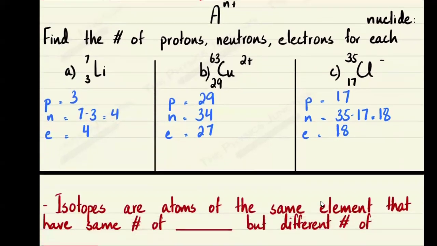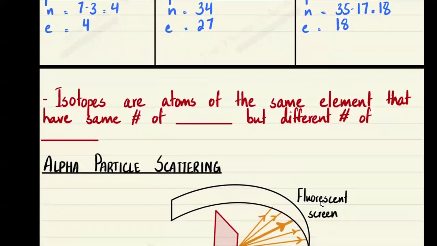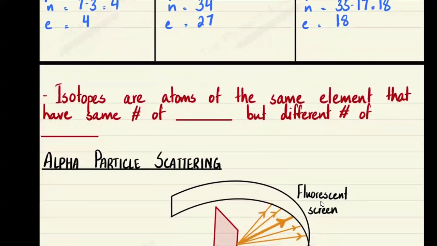Pretty straightforward. The idea of isotopes: they are atoms of the same element that have the same number of protons. So that's why they are the same element, because the protons are the identity of an element, but they have different numbers of neutrons. All right, so that's the idea of isotopes.